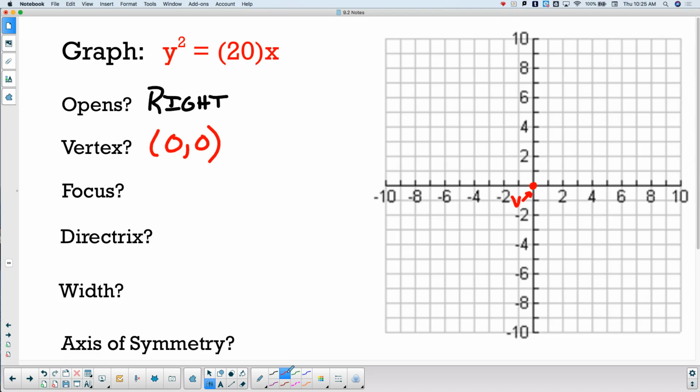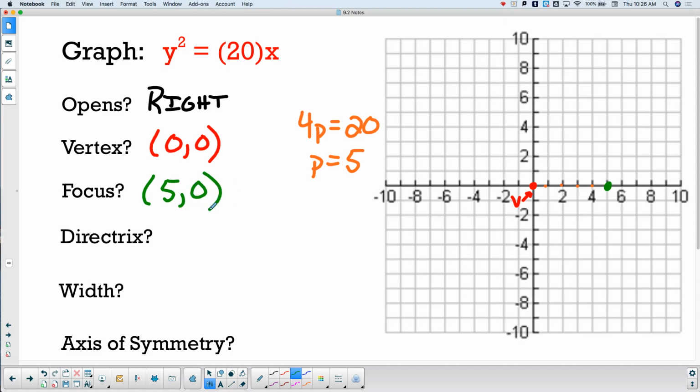Love it. Juliana, what do we do next? We find the focus. So how am I going to find the focus? We do 4p equals 20. And then divide each side by 4. We get 5. So the focus is in which direction? It's going to the right. So I go 5 to the right from my vertex, right? 1, 2, 3, 4, 5. So my focus is at what point? 5, 0. Love it.